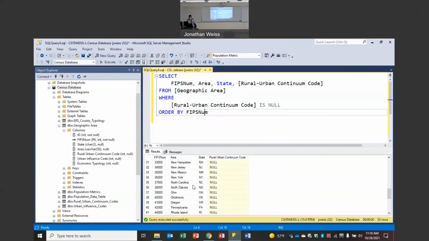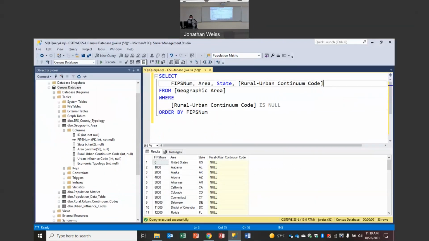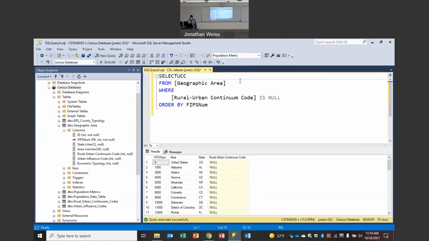What this would have told us is that the things in geographic area that have null rural urban continuum codes are the United States and the states rather than the individual areas. So that's what this query does: it tells you these are the things that don't have a rural urban code, and they're all states and the country. So that was the easiest solution. But if you took me literally, which is okay, and you thought this needed to be RUCC, oops.